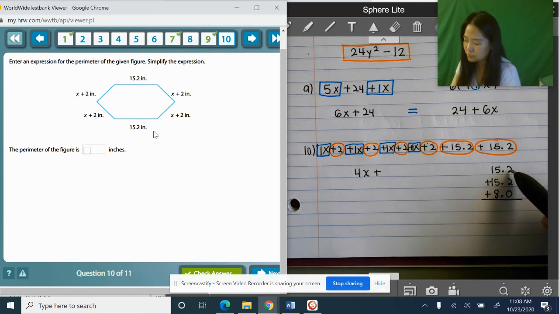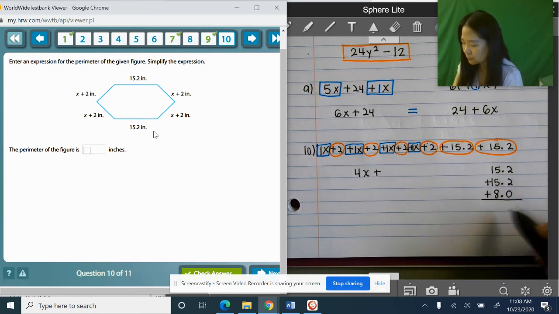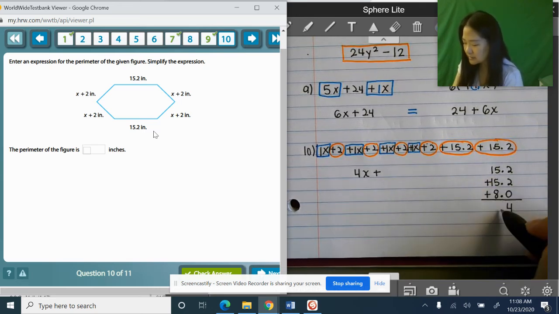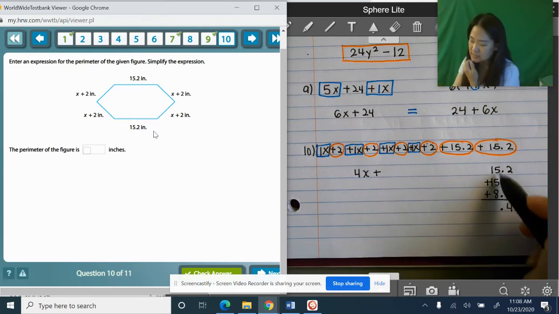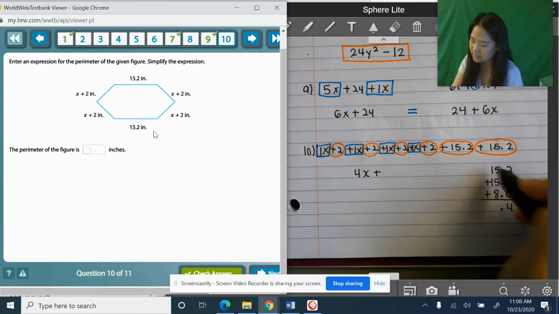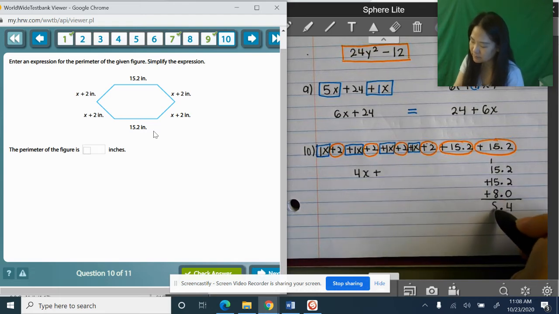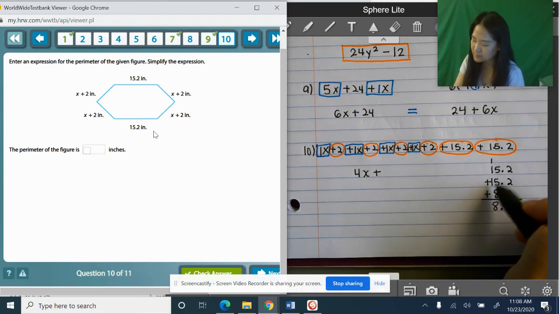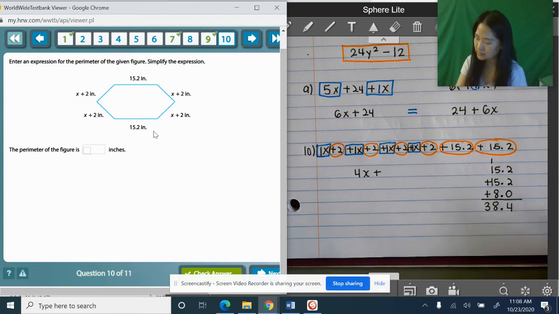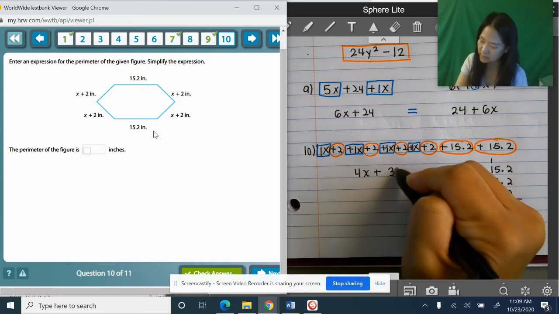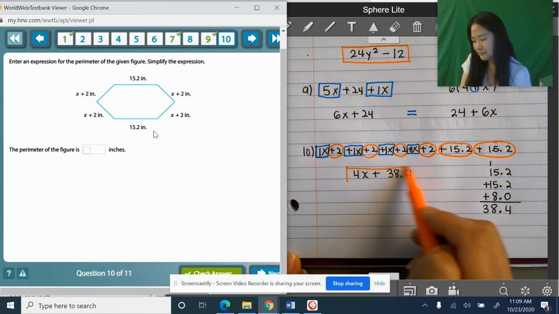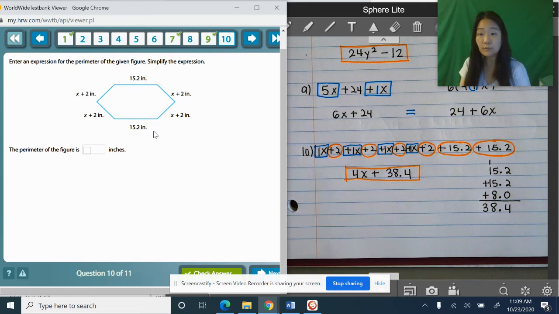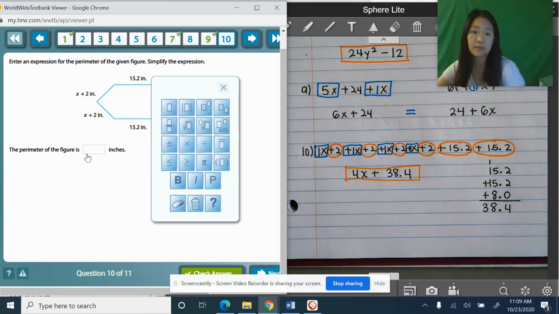Okay, 2 plus 2 plus 0 is 4. Bring down the decimal point. Now, 5 plus 5 is 10. 10 plus 8 is 18. 1 plus 1 plus 1 is 3. So it is 38 and 4/10. And this is the perimeter. You can't simplify more than that. So that's the perimeter.